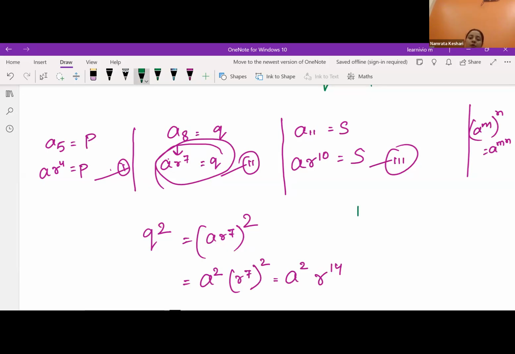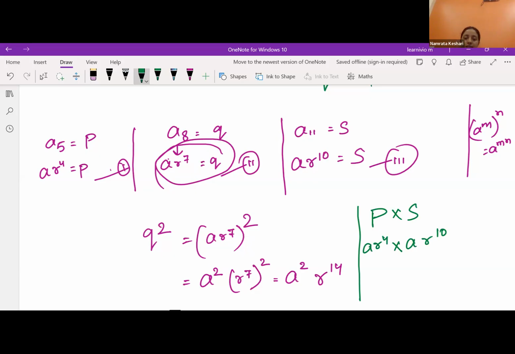Q square we have found. Now p into s we will try finding. If both answers are the same, then we can say that the left hand side and right hand side are equal. So p is a r to the power 4 and s is a r to the power 10. Again, we are using the law of exponent everywhere, because the common ratio r will always have an exponent, and we will always use the laws and properties of exponents.